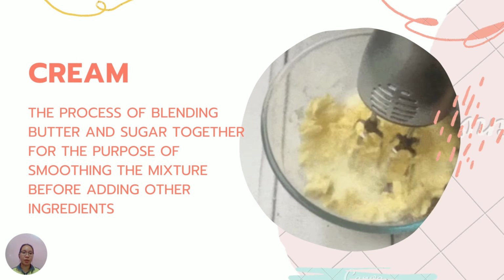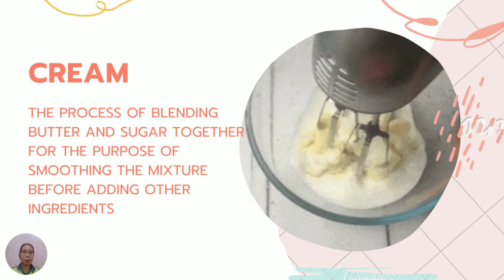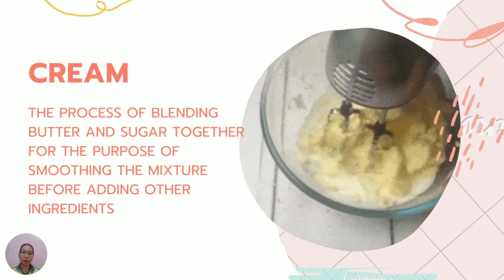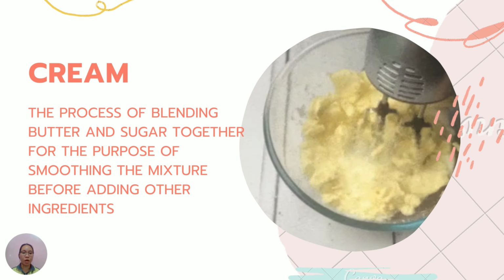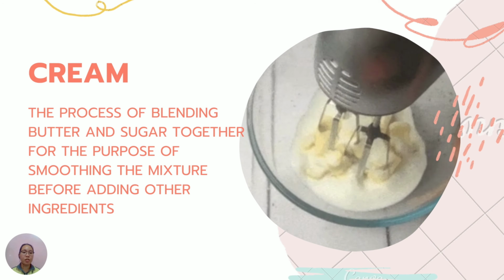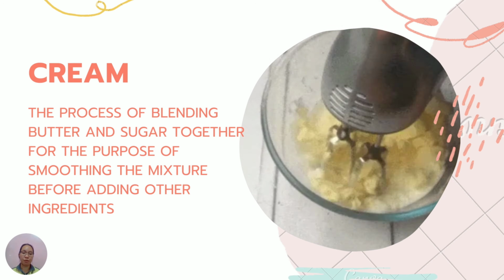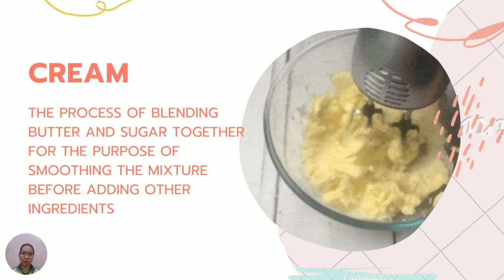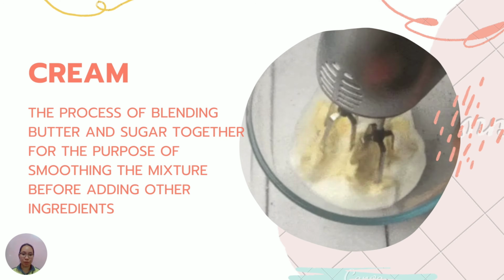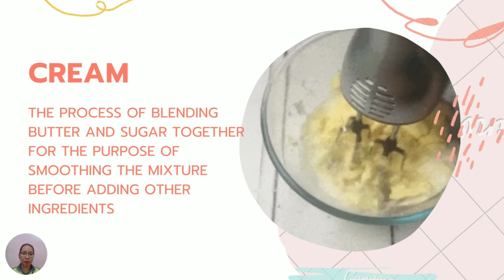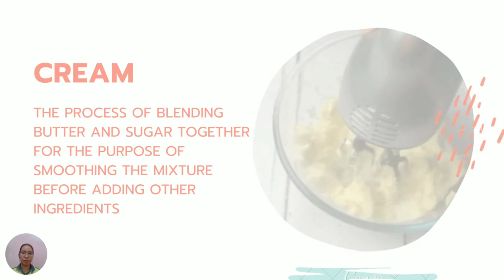Next one is cream. This is the process of blending the butter and sugar together for the purpose of smoothing the mixture before adding other ingredients. As you can see in the graphics, we have creaming the butter and sugar.